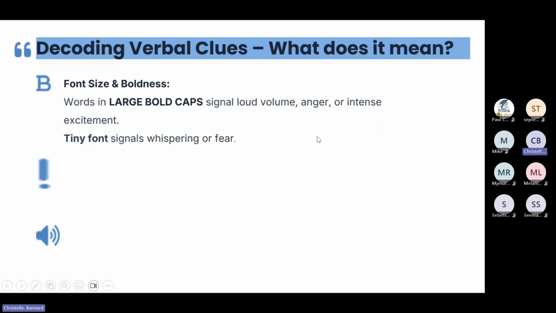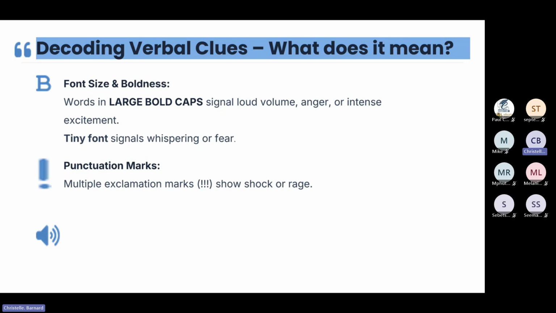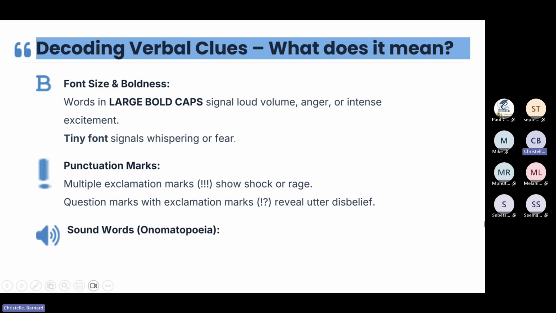Now, font size and boldness. Remember, if it's large, bold, capital letters, it's usually showing that the person is angry, that the person is shouting, that it's loud. If it's tiny font, it can be that the person is whispering or afraid. Then also punctuation marks. Multiple exclamation marks can show shock, anger, very angry, outrage. And sometimes they use a question mark and an exclamation mark, which means, I cannot believe this. This is so surprising. It's disbelief, right? Or confusion. So that can be the meaning of those punctuation marks.